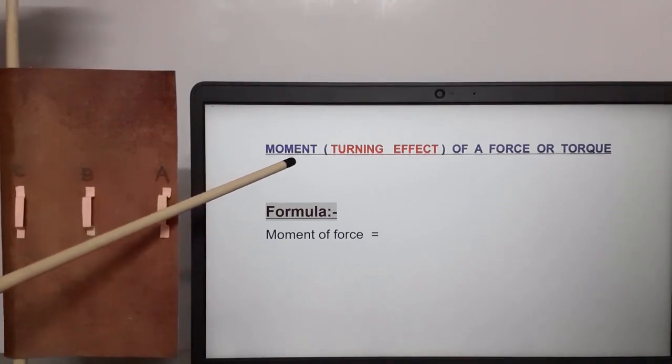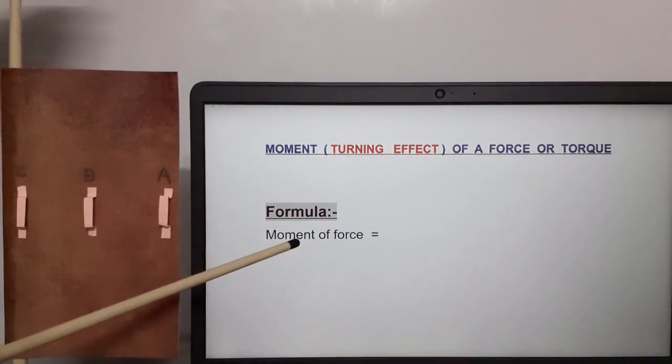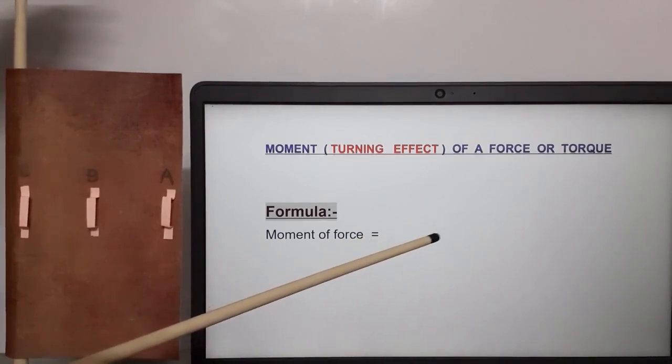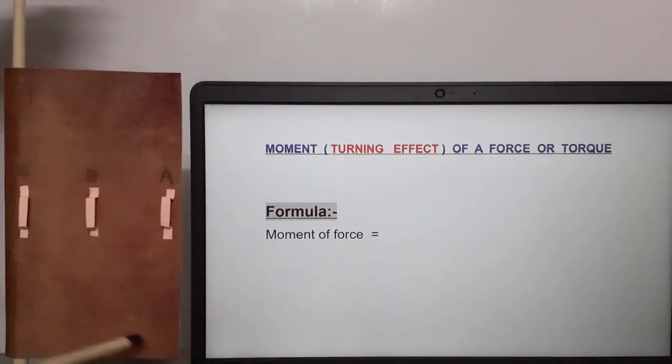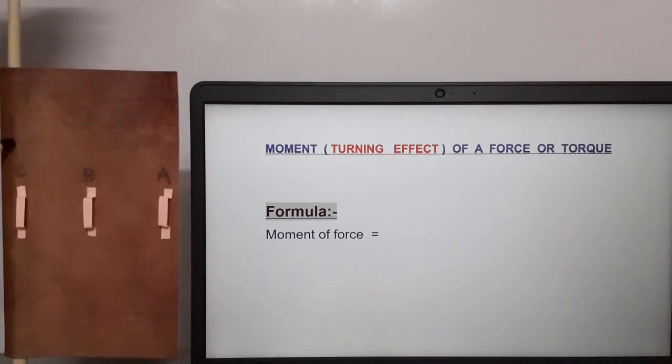There is no direct device for measurement, so we have to focus on the formula. Let's derive it. Moment of force is equal to, let's fill in this blank here. Imagine this door with three handles A, B and C. This is the fixed axis about which the door is going to rotate.